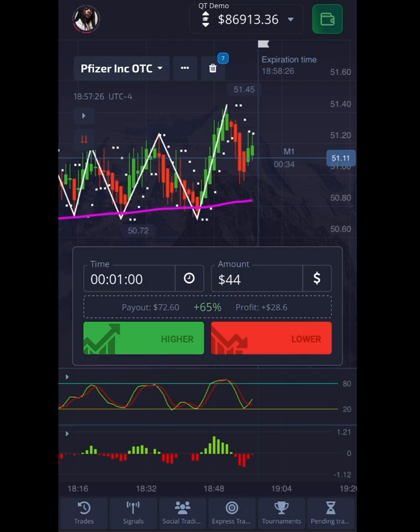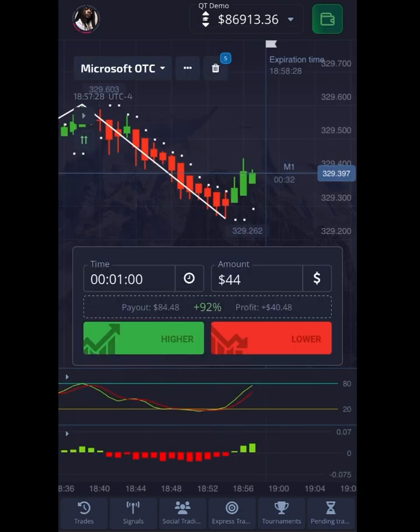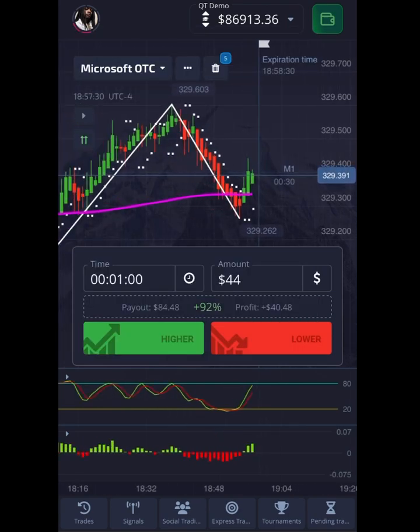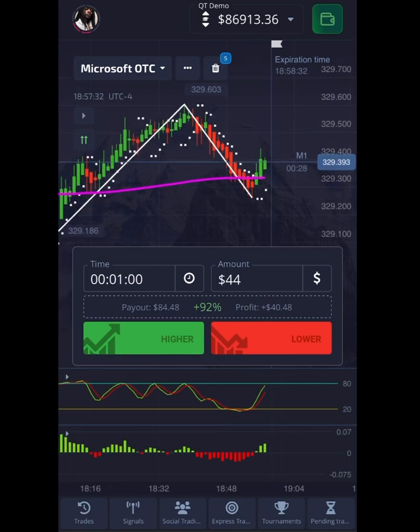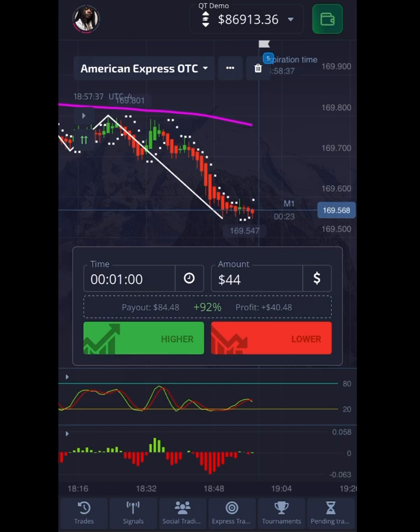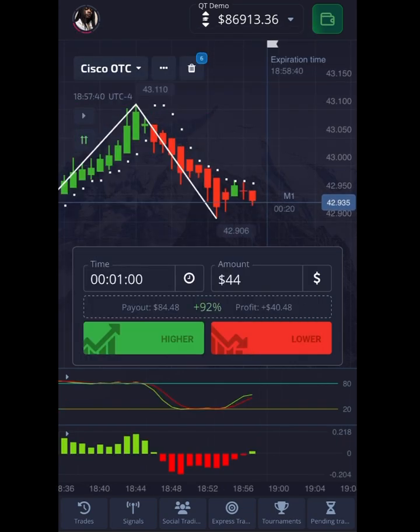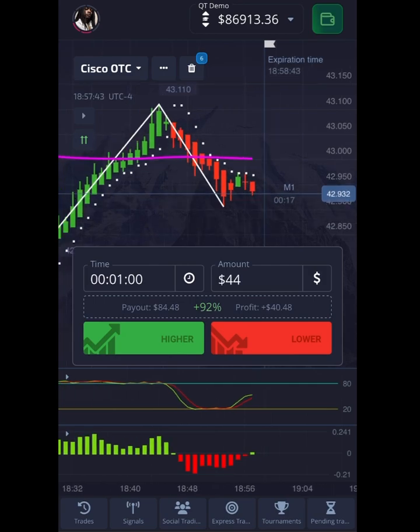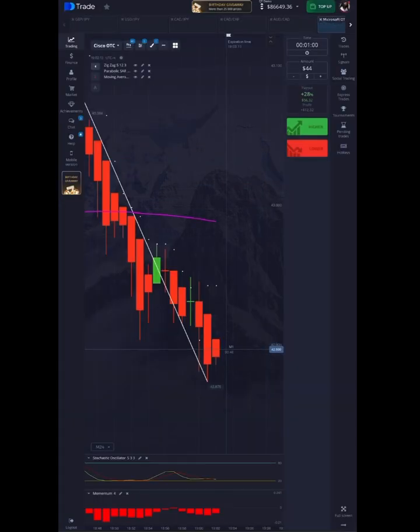Pfizer. Nah, the payout is too low on that. Let me go back. Payout 92 on there. That setup already happened though. Go American. Nope. What's going on, dog? Market moving real stupid right now.